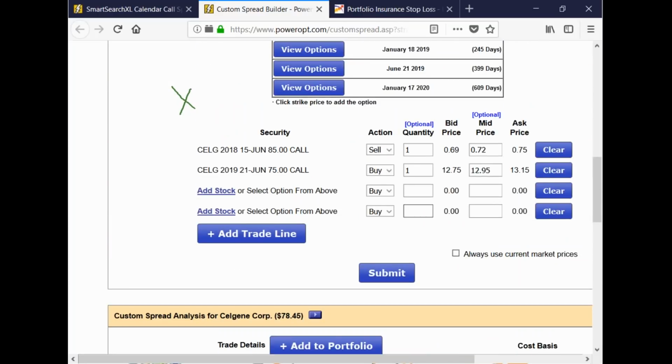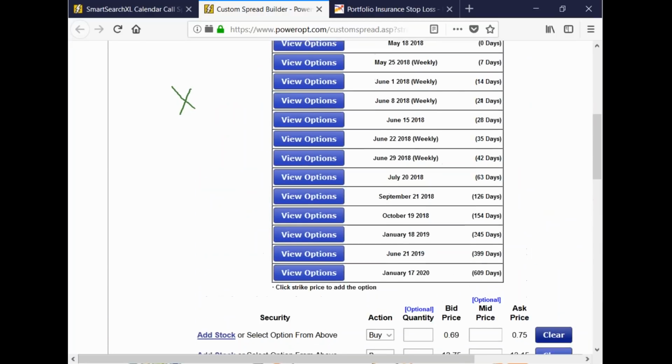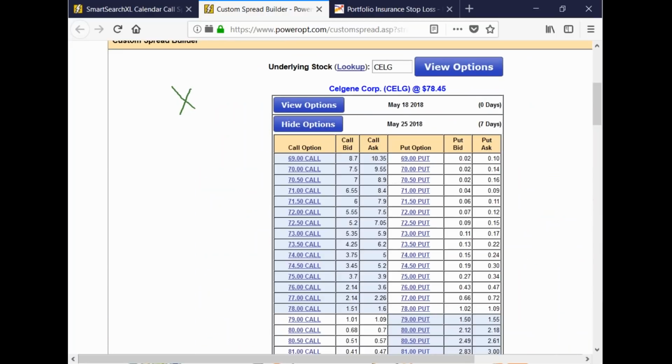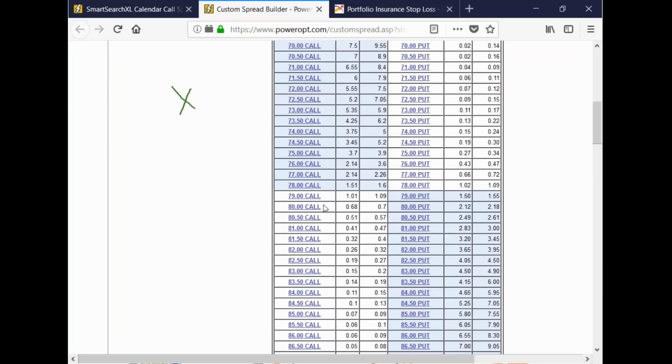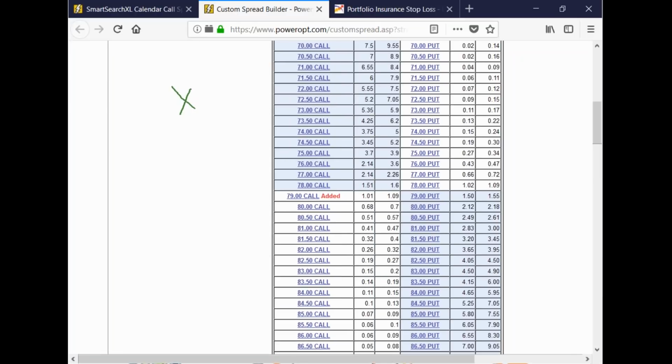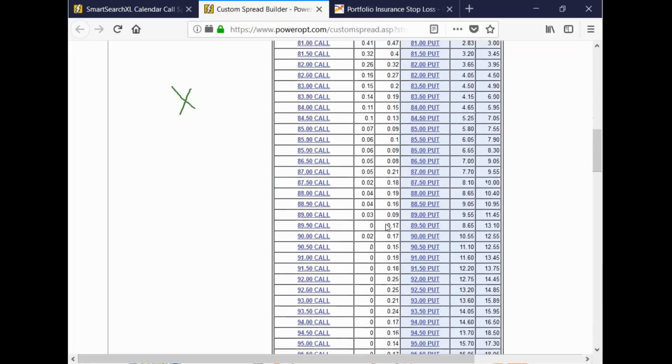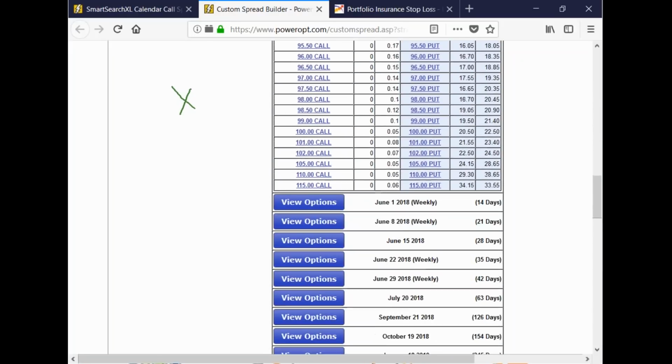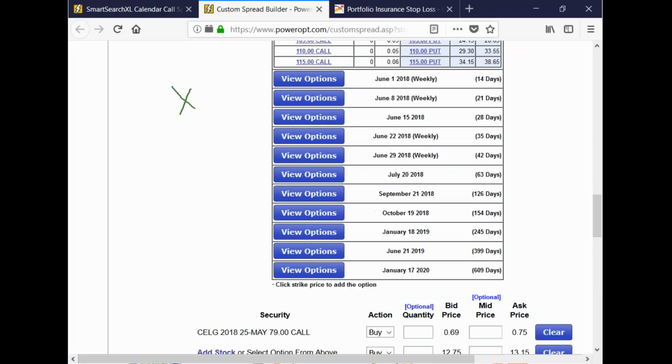Let's change our expirations and our structure. I'm going to keep with a diagonal, but I'm going to go out to May 25th, 7 days away. Let's look at just the at-the-money 79 call. Now, if I'm structuring a horizontal or a diagonal, the first rule of thumb you'll learn, or you can see in that full webinar, is I want the option that I'm buying to give me at least 4 roll cycles.